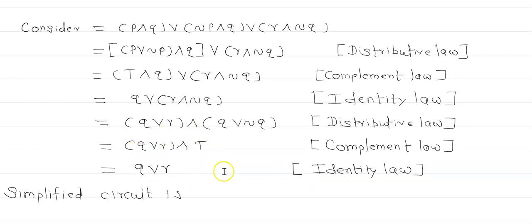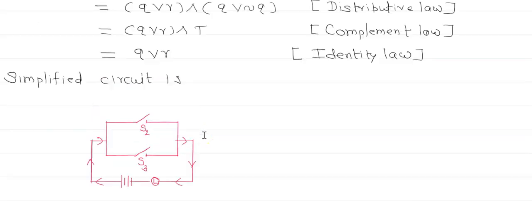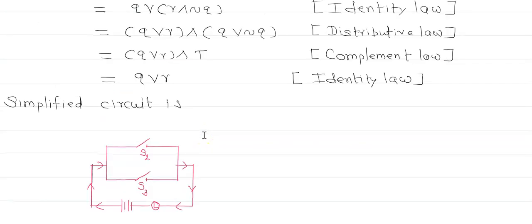It is the simplified circuit. Therefore, what is the simplified circuit? This is S2 and this is S3. Both are in parallel. Therefore, the simplified circuit is S2 parallel to S3. This is the simplified circuit. And in this way, we have completed all the solved examples of this. Now we'll start exercise 1.5.